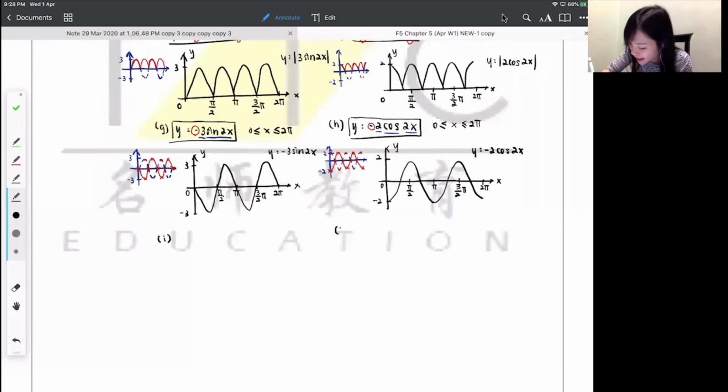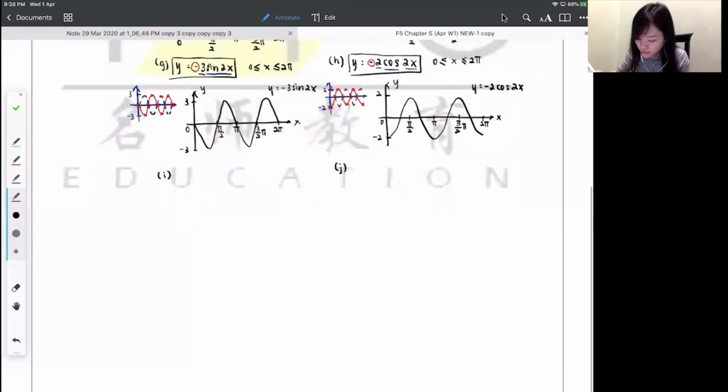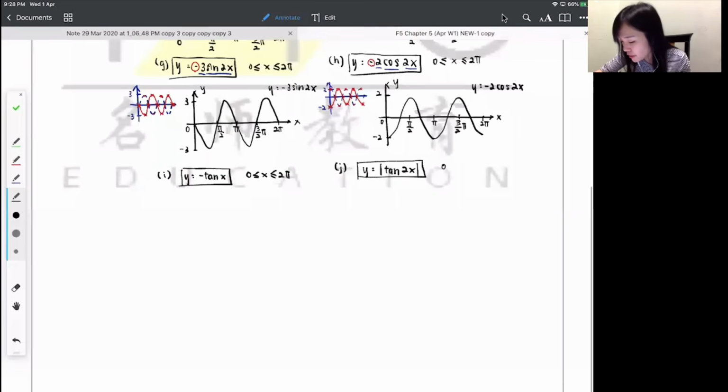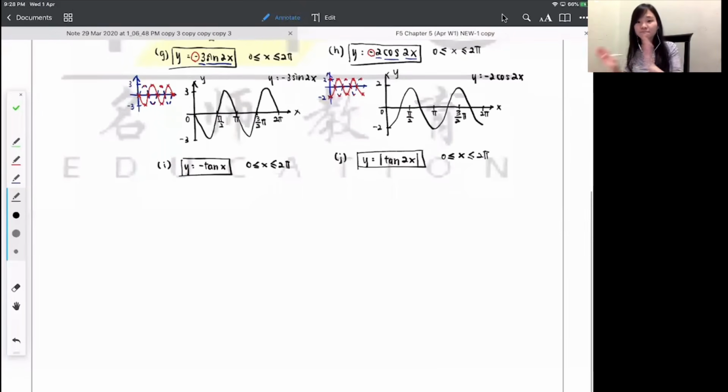So now I left I and J. Let me look at the questions first. Okay. y equals to negative tangent x. Another one is y equals to modulus tangent 2x. I repeat again, for those who are done and draw faster than me, please remember to check the answer. Maybe you drew it wrongly or something like that. So please check whether you drew it correctly or not.